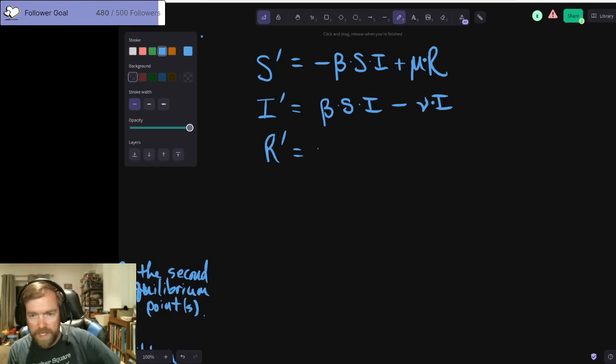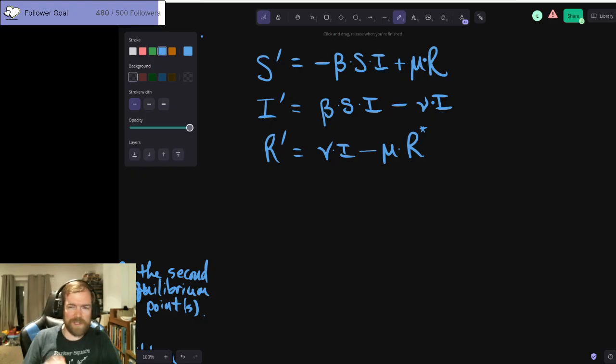Recovered population then increases by that particular amount, right? Nu times I. And then loses people based on the mu R, which again, we can kind of asterisk this and say, okay, but also there is the possibility that if there is a lethal infection, then we're going to end up losing people entirely from the system. It's possible, so you just have to watch your numbers and plan accordingly.